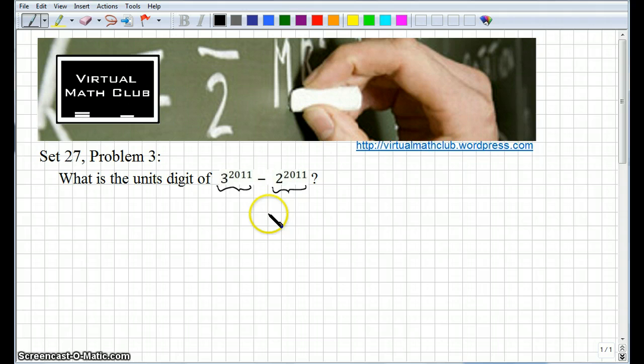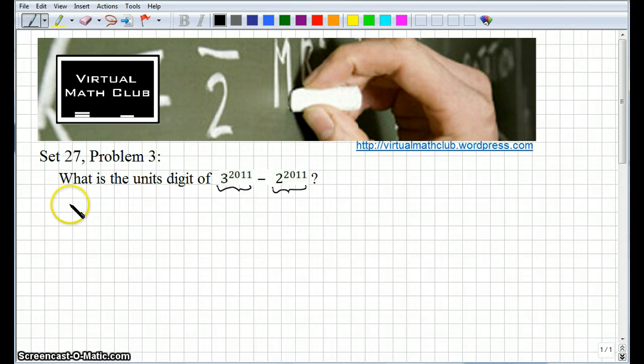I know that doesn't sound any easier, does it? But unless you've seen these before. And in these problems, whenever you're looking for the units digit, it's always a matter of finding a pattern. So let's look at the pattern in the powers of 3.